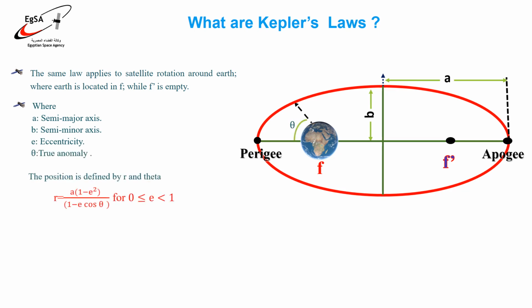The position is defined by r and theta. r equals a times (1 minus e squared) over (1 minus e cosine theta), for e greater than or equal to 0 and less than 1. Eccentricity describes the shape: e equals the square root of 1 minus (b over a) squared.